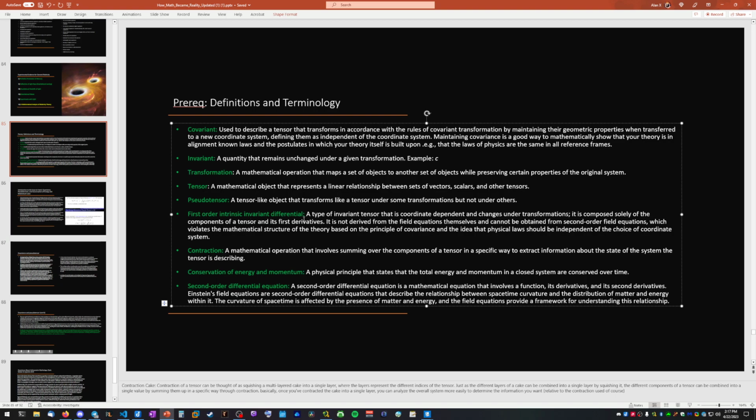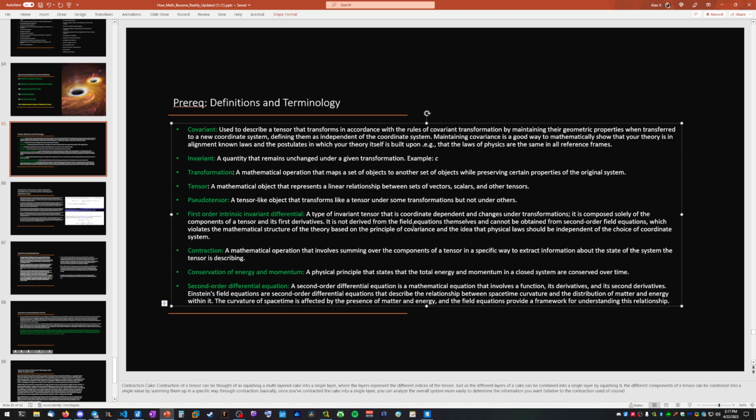What that means is that's a type of invariant tensor that's coordinate dependent and changes under transformations. It is composed solely of the components of the tensor and its first derivatives. It is not derived from the field equations themselves and cannot be obtained from second order field equations, which violates the mathematical structure that relativity theory is based upon.